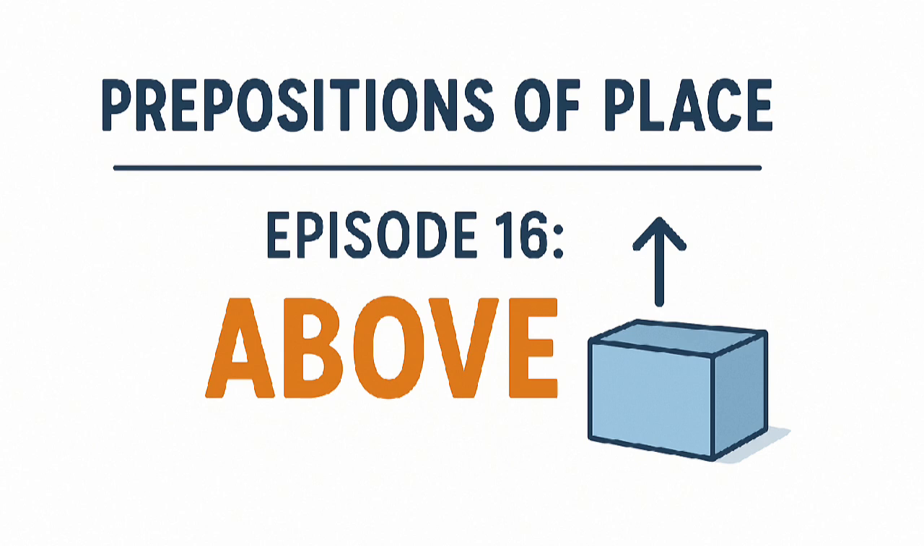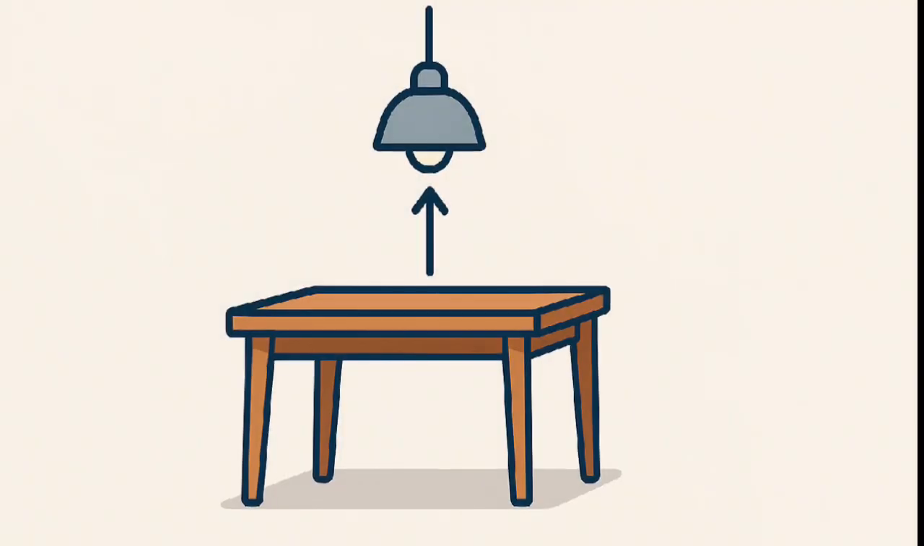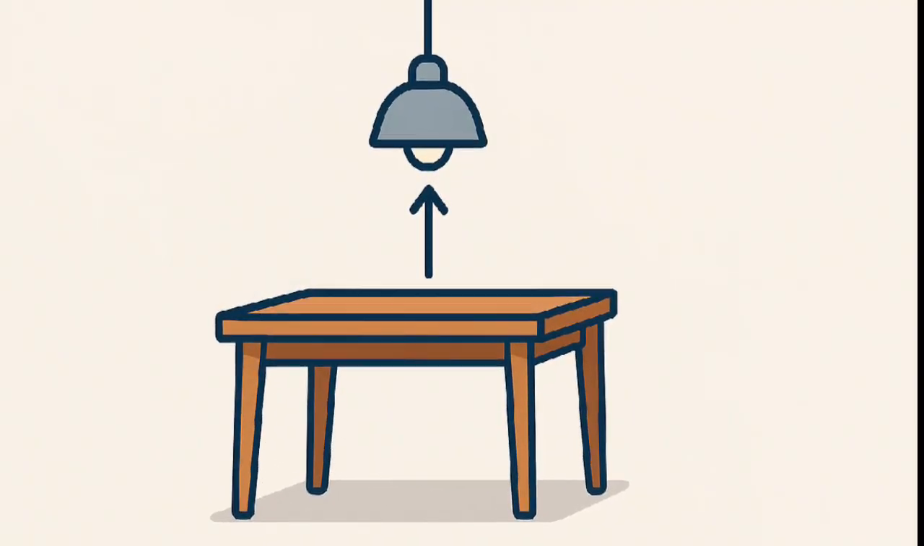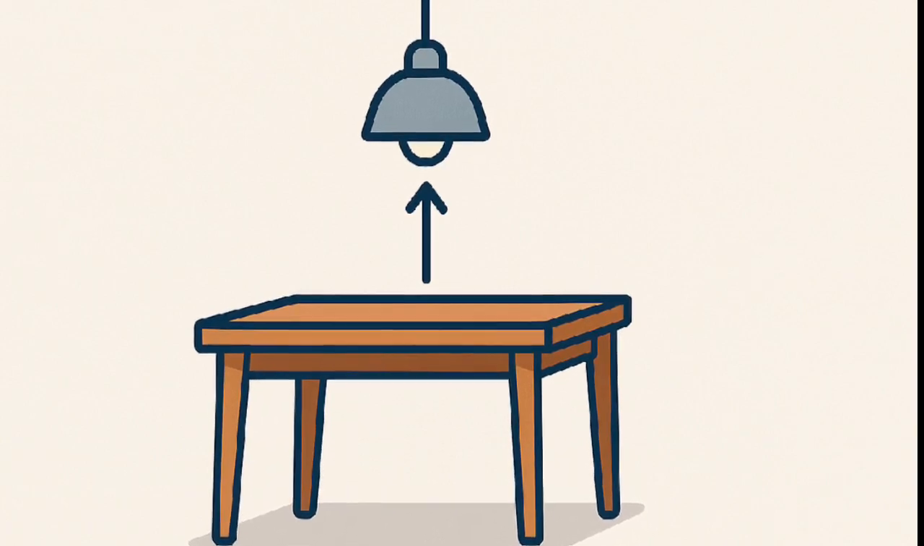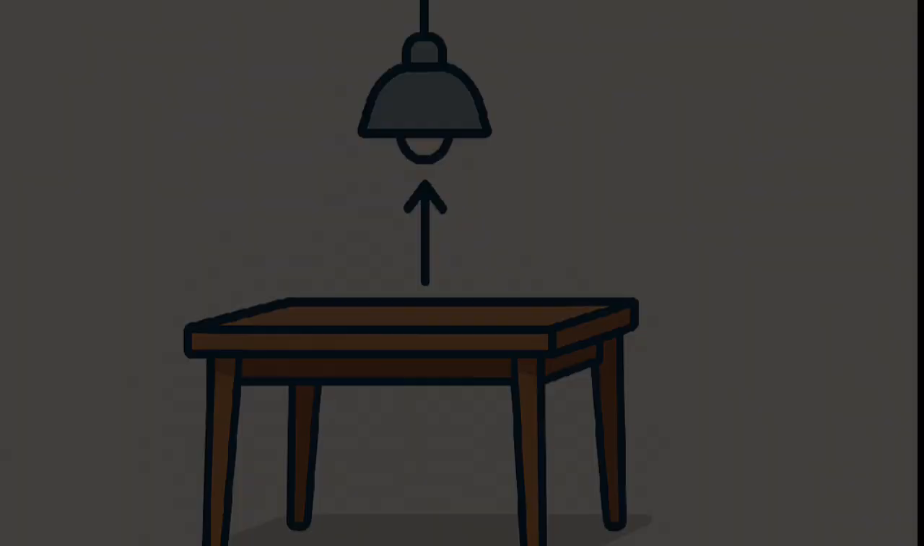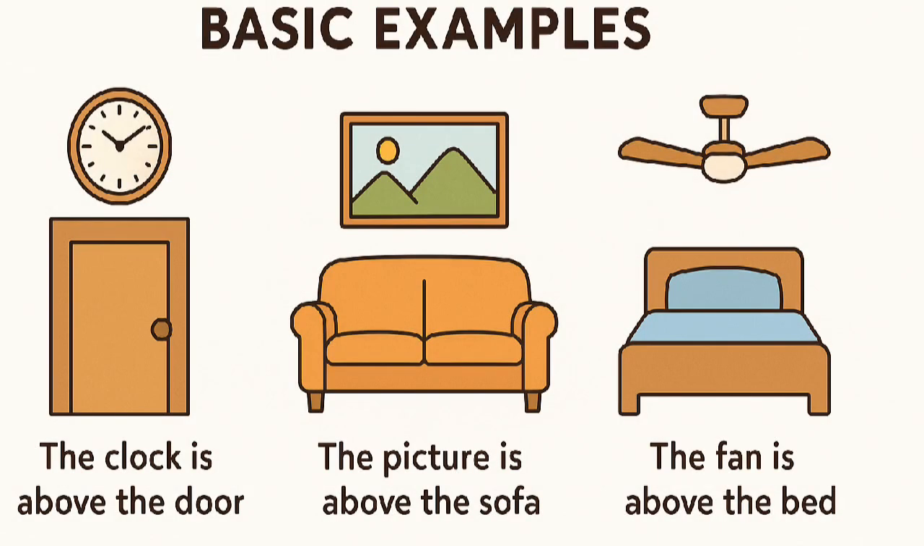In this episode, we'll understand how to use above, a preposition that shows something is at a higher level than another object. Above means at a higher level than something else. There is always space between the two objects. They never touch. For example, the clock is above the door, the picture is above the sofa, and the fan is above the bed. All these objects are higher than something else without touching it.